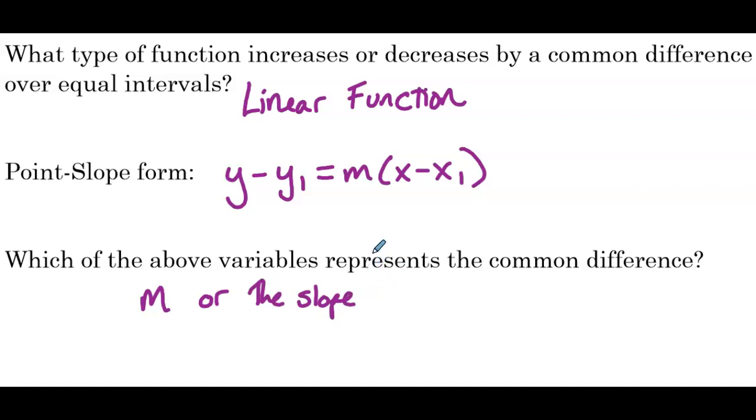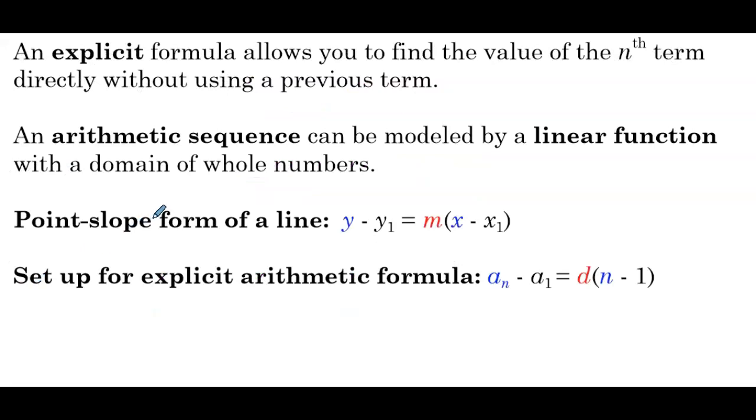So now that we've established that connection between the slope of a linear function and the common difference, we can write the equation of an arithmetic sequence with a linear function. And that's the key idea here. We can write the equation of an arithmetic sequence with a linear function. Now before we look at that, we need to define an explicit formula. An explicit formula allows you to find the value of the nth term directly without using a previous term.